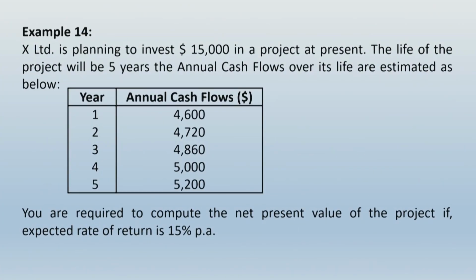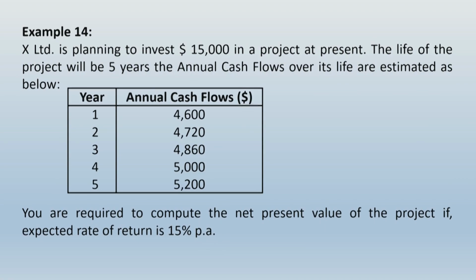Let us move ahead and take up another similar example. Example 14 in your book. Let us read this example. X Limited is planning to invest $15,000 in a project at present. The life of the project will be 5 years. The annual cash flows over its life are estimated below. Year 1, 2, 3, 4, 5 and annual cash flows given. You are required to compute the net present value of the project if expected rate of return is 15% per annum. So there is nothing different compared to the previous example what we have seen.